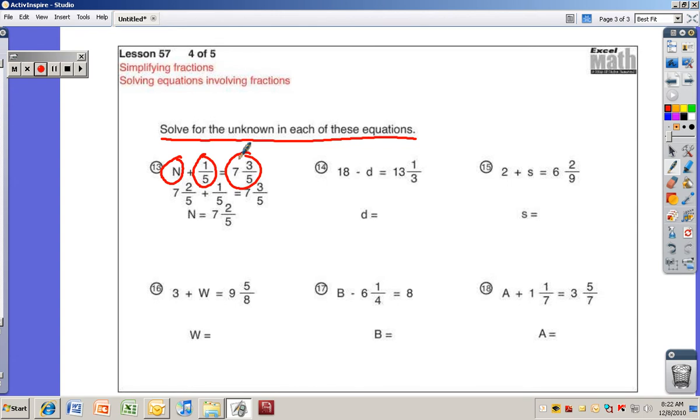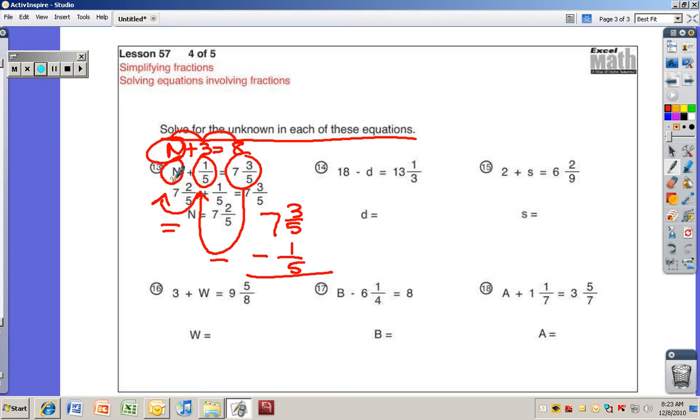So the best way to solve these is to ask yourself, what would I do if these were not fractions? What do I do if this is n plus, say, 3 equals 8? Well, this n number would be found by taking 8 minus 3. So in this problem here, I'm going to do the same thing. I'm going to take this number, subtract that number, and that will equal this number. And that's how I solve it. So I'm going to do 7 3/5 minus 1/5, and that should be what n is equal to.